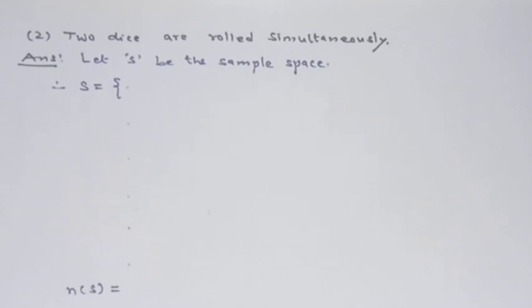Question number 2. 2 dice are rolled simultaneously. In question number 1, we talked about one die. Now there are 2 dice. So again the same way, the way I did in practice set 5.2, 1 to 6 for the first die and 1 to 6 for the second die. So the total number of sample points when 2 dice are rolled simultaneously will be 6 into 6 is equal to 36. How to write?